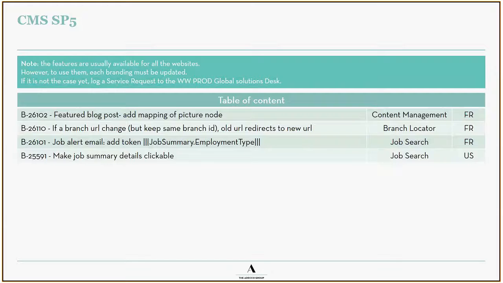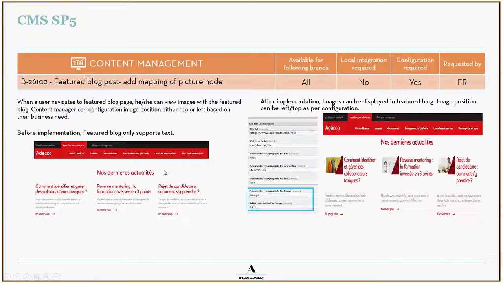In this release, we covered a few stories which are specifically requested by France, US, and Switzerland, and I'll take you through each story. In any case, if you have any question, please let me know. So, the first story, requested by France, is related to the featured blog functionality, where they want an image to be available with the featured blog. So let me quickly show you.